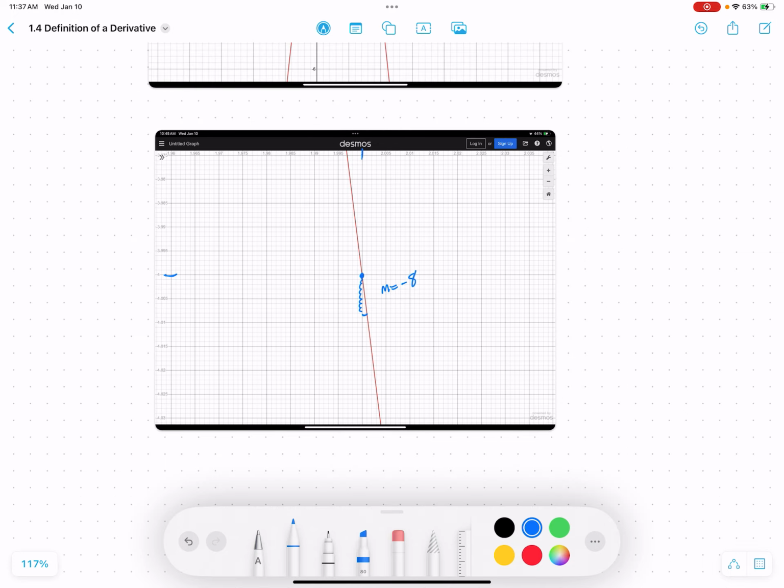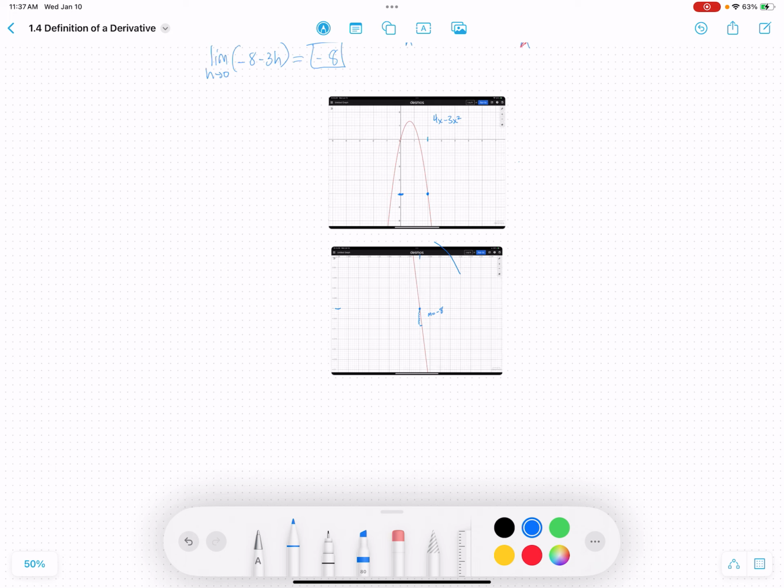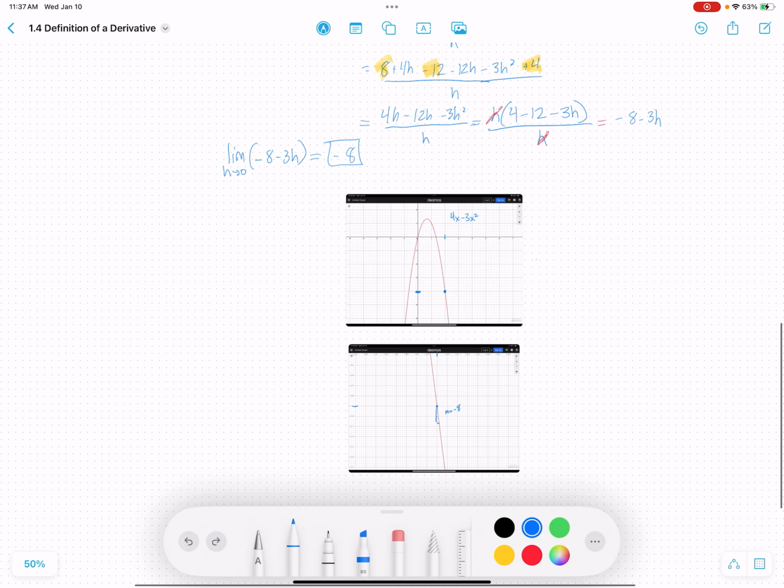Which is exactly what we found right here for my average rate of change, or for my instantaneous rate of change. So that's what a derivative is. The derivative is the instantaneous rate of change at a point. Well, it turns out we can actually find derivatives of functions without actually knowing what x value we're doing this at.